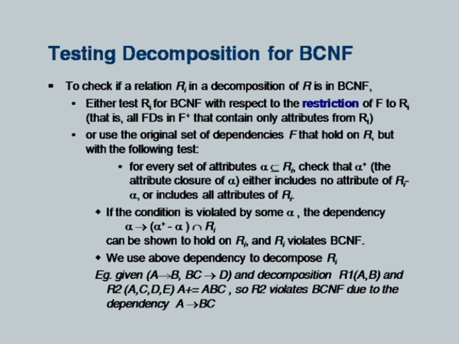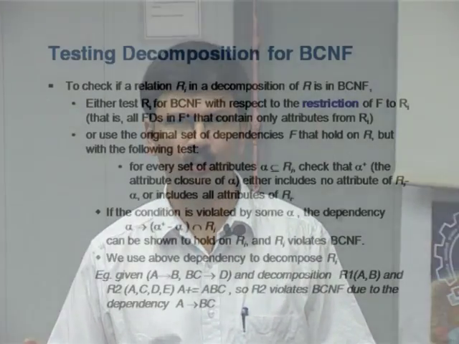Instead, we are going to use a slightly different test. For every set of attributes alpha in Ri, we will compute alpha plus, the closure of alpha. But we will compute alpha plus using the entire set of dependencies F. I don't have to compute F plus. I will take F and compute alpha plus using the given F. We have already seen how to do this.